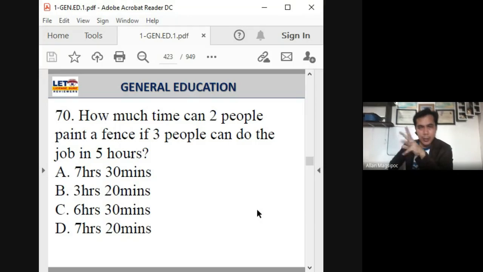Kita niyo, para isang tingin niyo lang sa mga options, meron na kayong ma-eliminate. Kung tatlong tao, 5 hours. Tatlong tao 'yun ha, 5 hours na. Kung dalawang tao lang, in other words, hindi pwedeng mas lesser than 5 hours. Mas tatagal, di ba? Tama, logically. Kung dalawa lang, mas matagal sa 5 hours. Tama? So, hindi pwede maging answer ang B kasi 3 hours and 20 minutes.